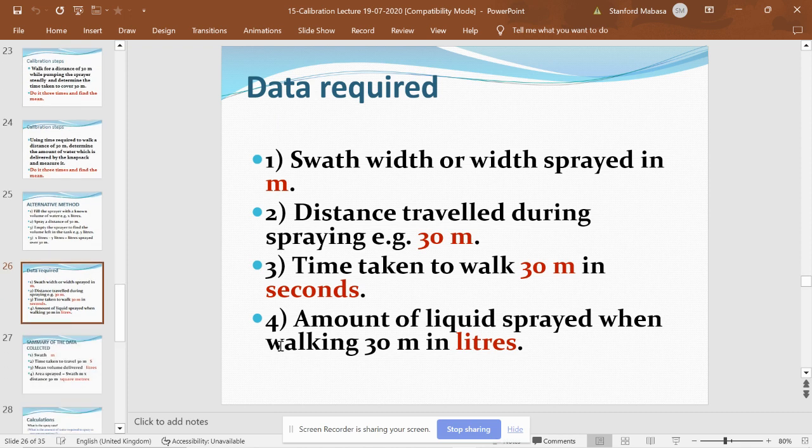So the data which you now need is swath width or width sprayed in meters, the distance traveled during spraying, e.g., 30 meters, time taken to walk 30 meters. If your speed is 1 meter per second, normally it is 30 seconds. Amount of liquid sprayed when walking 30 meters in liters, right?